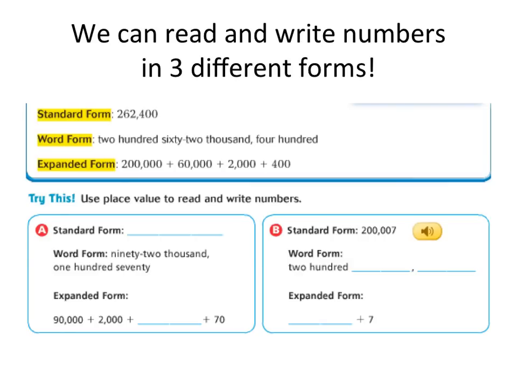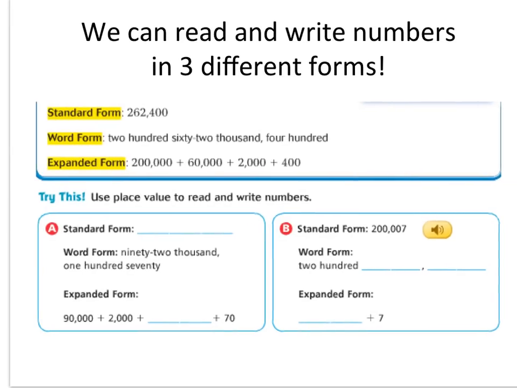Okay, as promised, here are those 3 forms. Standard form is the way that we usually see numbers. You can see right here, I have this number right here, 262,400. It's written with all digits.